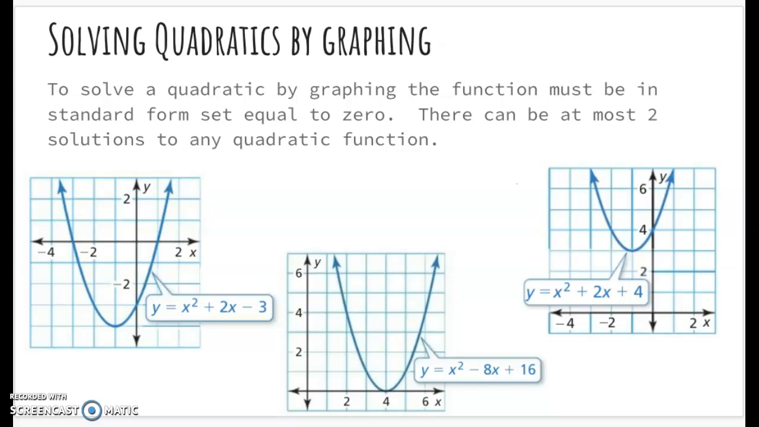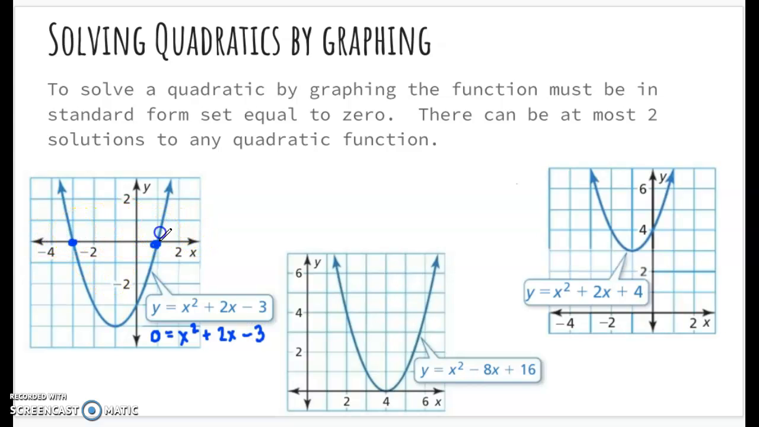All right, so moving on, let's talk about solving quadratics by graphing. To solve a quadratic by graphing, the function needs to be in standard form, set equal to 0. Or it could be in any of our three forms, but our approach to graphing it might be a little different depending on the form. There can be at most two solutions to any quadratic function. So if we're looking at our x squared plus 2x minus 3 function, we see that our solutions are our x-intercepts. It's where that output, or that y value, is equal to 0, and that's right along the x-axis.